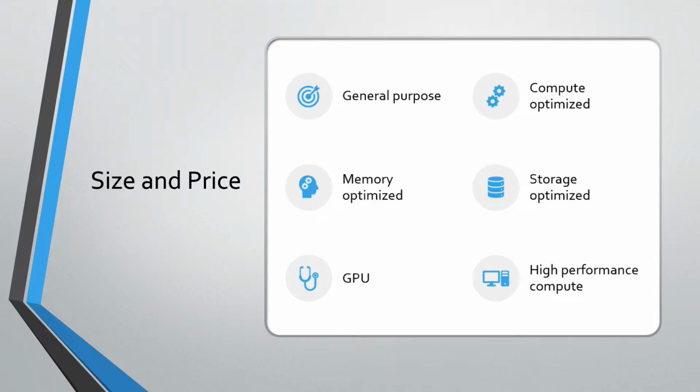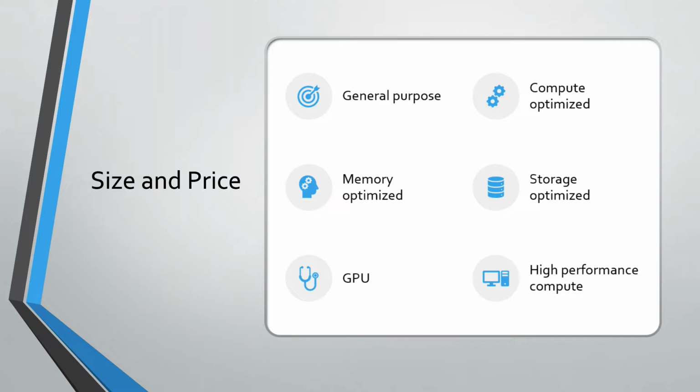Next is storage optimized. Storage optimized basically has high disk throughput and IOPS. High disk throughput and IOPS cover the LSv series. And next is high performance compute, which is the H series of VMs.